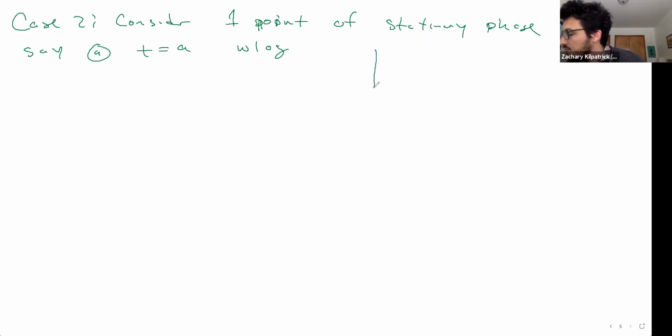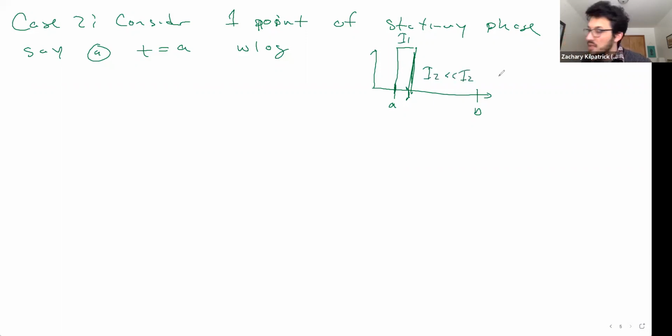So in this case, we just have some region right around here where we're going to approximate by whatever the integral is here, okay? And then this part is going to be much smaller over here. So this will be our I1, and then this I2 over here will presumably be much less than I1. Okay, so our stationary phase region is going to be our main contribution to our integral.